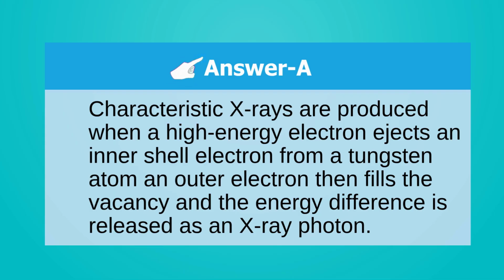Characteristic X-rays are produced when a high-energy electron ejects an inner shell electron from a tungsten atom. An outer electron then fills the vacancy, and the energy difference is released as an X-ray photon.